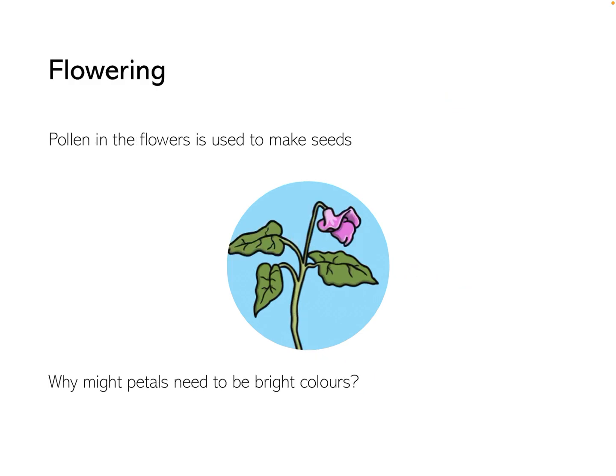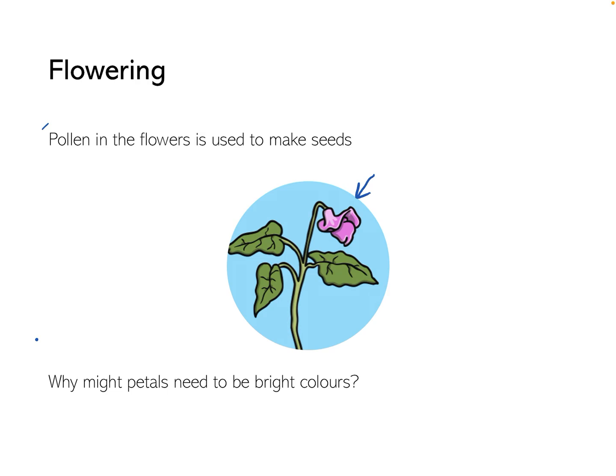And here is where our flowering and our non-flowering plants start to diverge a little bit. Our flowering plants need to produce a flower, and within the flower, pollen is used to make seeds. Have a think about it. Lots of flowers have bright petals. Why might petals need to be bright colours?